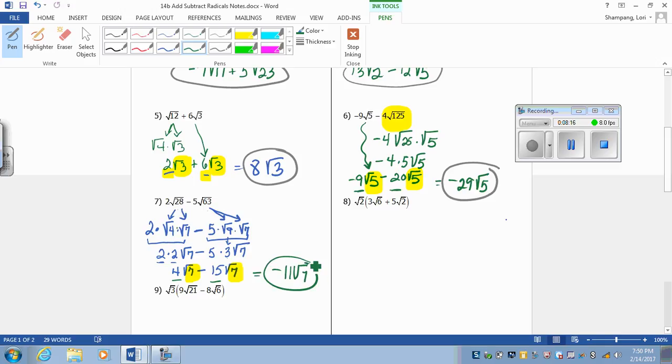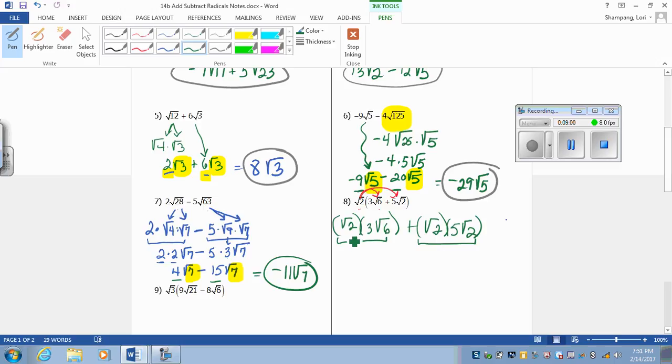All right, number 8 is a distributive property. So what we're doing on this is distributing the square root of 2 to both terms that are inside the parentheses. Remember that when we multiply and we have things underneath the parentheses, those are multiplied together. So when we multiply the square root of 2 times 3 times the square root of 6, we're also going to distribute that square root 2 to 5 times the square root of 2. So now we're ready to go ahead and simplify both sides.